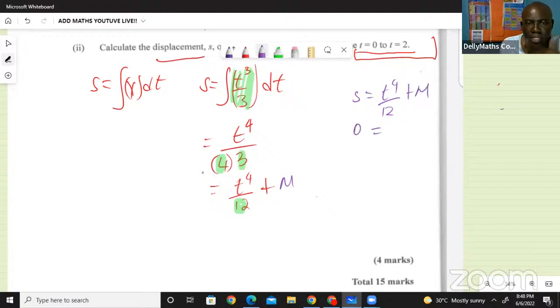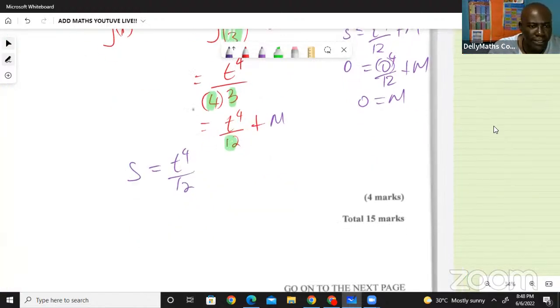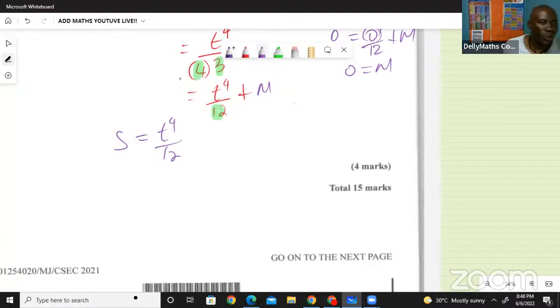The displacement was 0, same way. The time was 0, just the same, over 12. So M is still 0. So we're still getting M as 0. So the function now was t to the 4th over 12. That was the part that I felt something went wrong. All right, good. So what we're going to do now is just drop in the values and quickly write out. So we could find the distance here and subtract them.